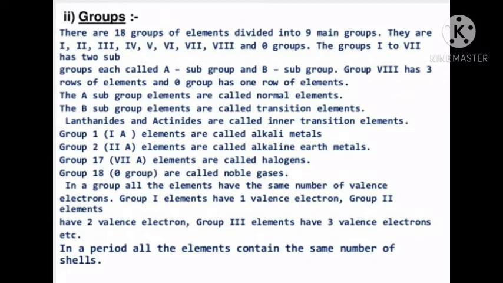Group 1 elements are called alkali metals. Group 2 are called alkaline earth metals. 17th group elements are called halogens. 18th group are called noble gases. In a group, all the elements have the same number of valence electrons. Group 1 elements have 1 valence electron. Group 2 elements have 2 valence electrons. Group 3, 3 valence electrons, etc. In a period, all the elements contain the same number of shells.